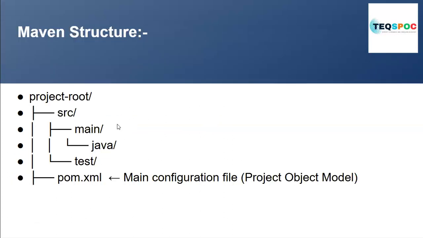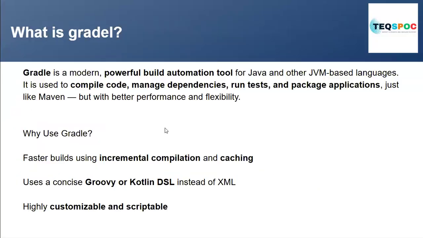Then what is the Maven structure? As we have created a Maven project, we have src/main/java. Inside it, we will create our REST controller, repository, service and so on. Then we have test, where we will create test classes. Then we have pom.xml, where the main configuration file of your project is present. I have described that already.